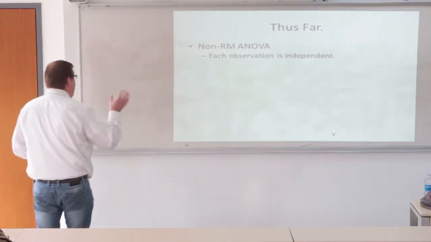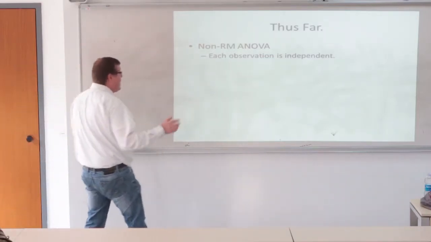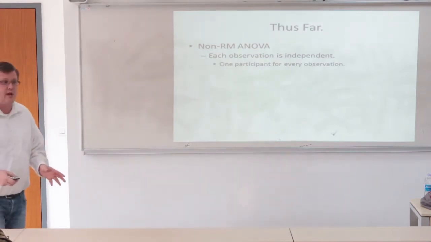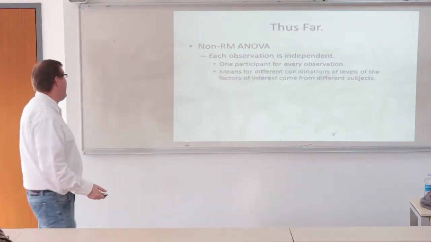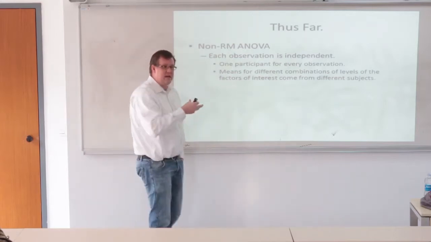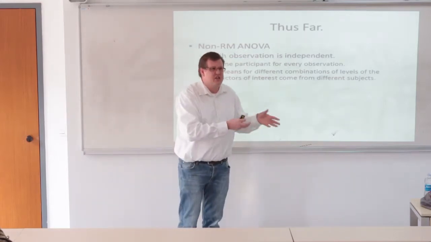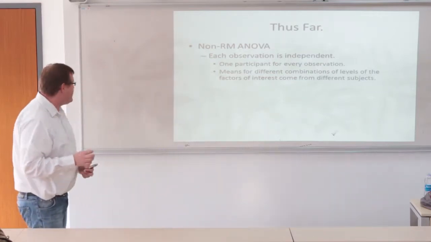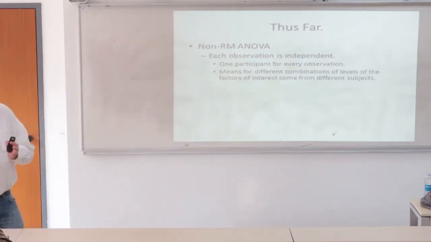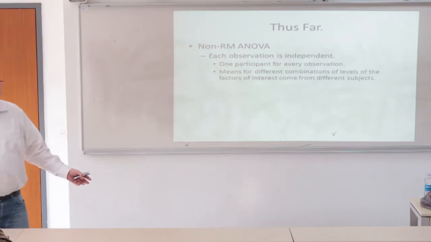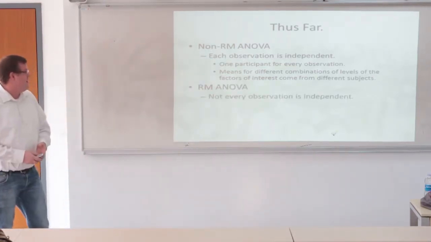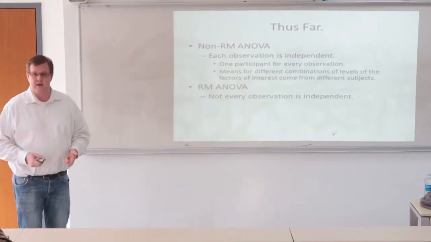So for non-repeated measures ANOVAs, each observation is independent. We have one participant, or one subject, for each observation that we have. The means that we are getting for different combinations of levels for the different factors, or for all of the conditions, each of those means comes from different subjects. For our repeated measures ANOVA, on the other hand, not every observation is independent.